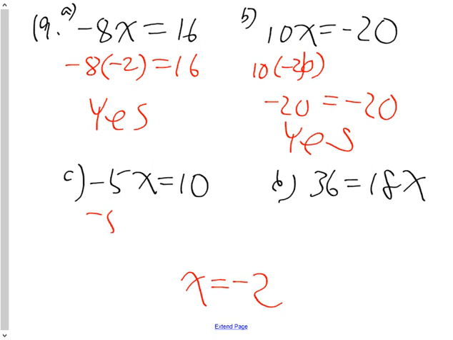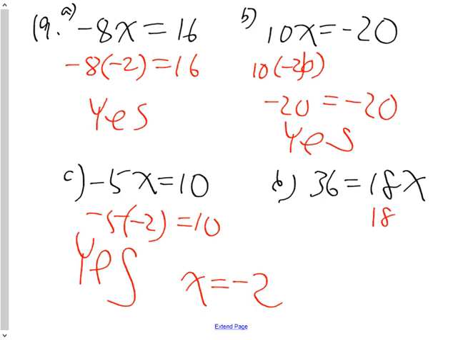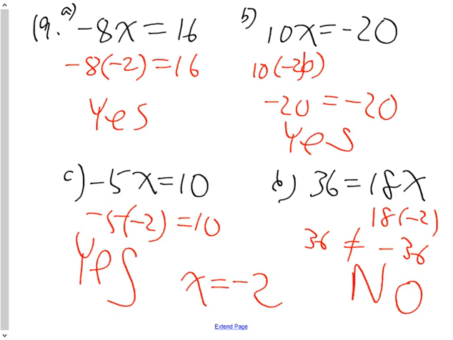Over here, substitute -2 for x. Is -5 times -2 10? Yes. -2 is the solution. And if I substitute -2 over here, -36 does not equal a +36. So therefore, for D, -2 is not the solution for x, but it is for the other three.